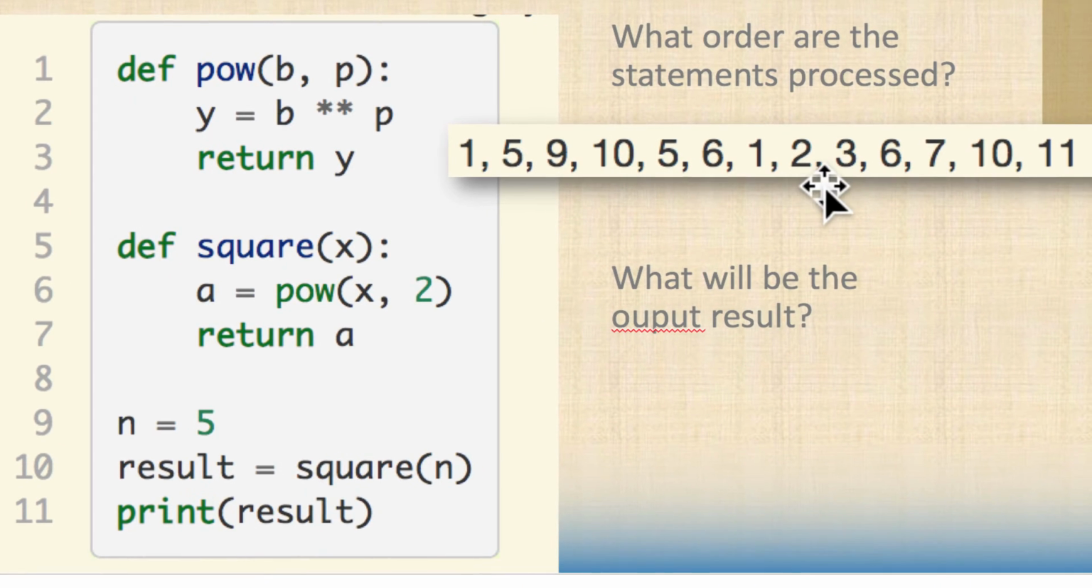And here it is in order, 1, 5. And that's what we kind of did. We said it goes from 1 to 5, down to 9, down to 10. 10 sends it back up to 5 because that's the function call. It goes back up to here. It goes back up to 6. And then 6 sends it back up to 1 again. And then it runs through here and it goes back to 3. And then it goes back to 6 because now it has a value. And then it goes to 7. And then it goes to 10 and 11. So that's actually the flow of execution.